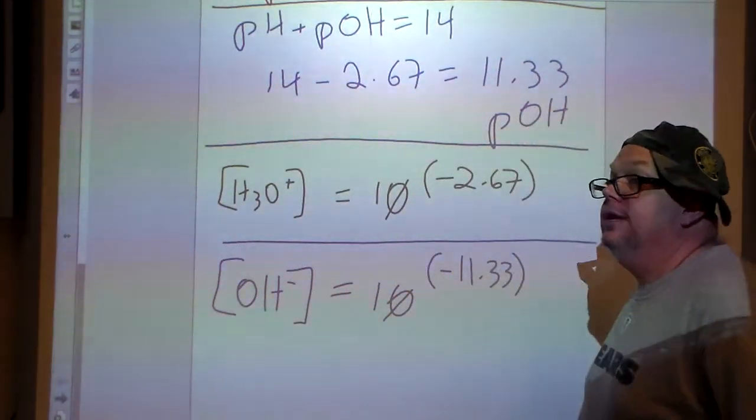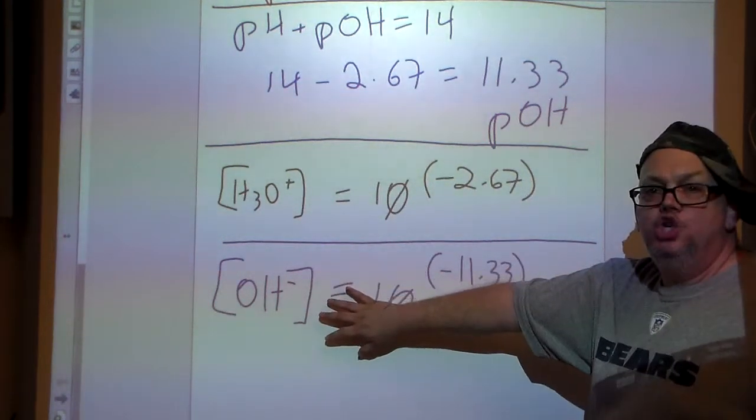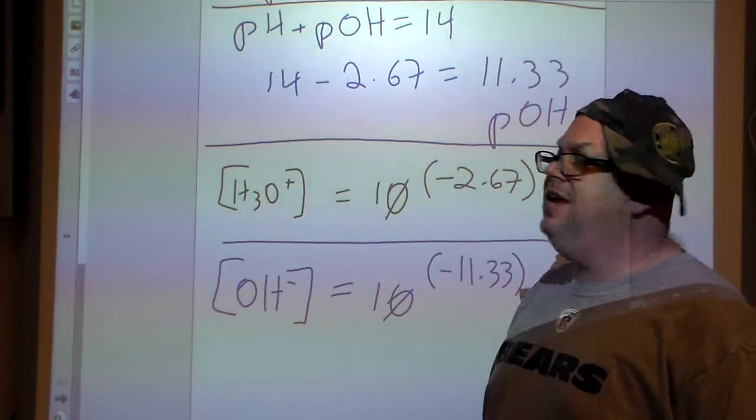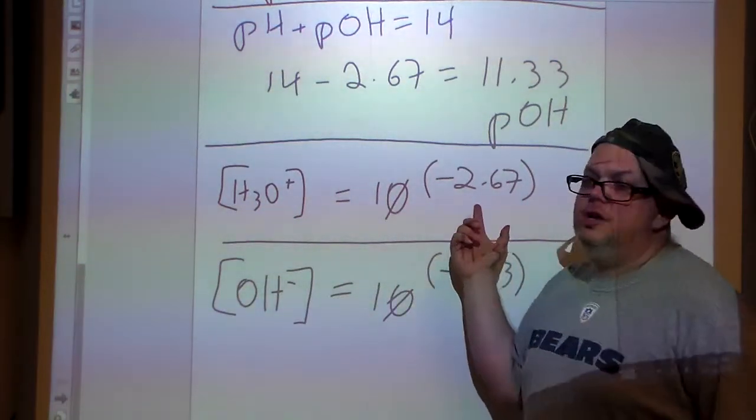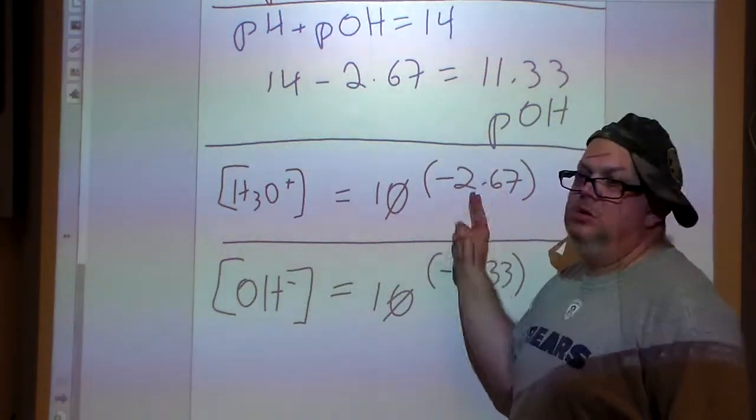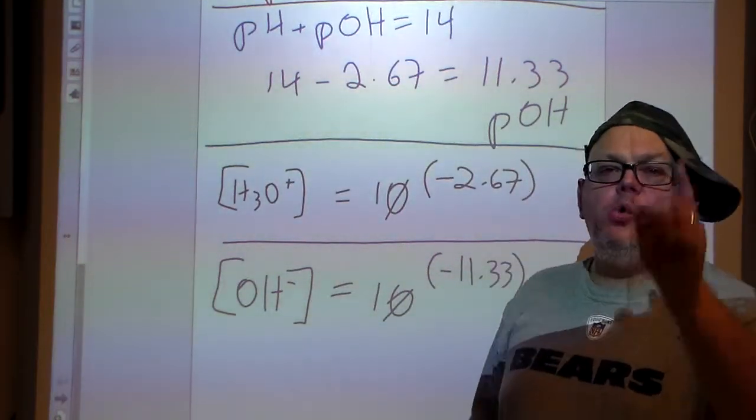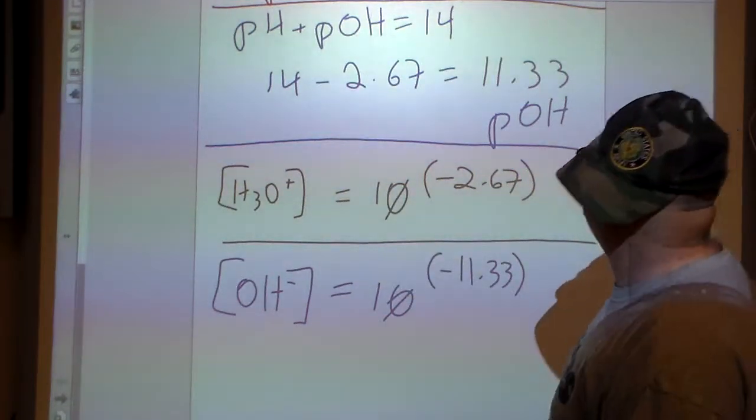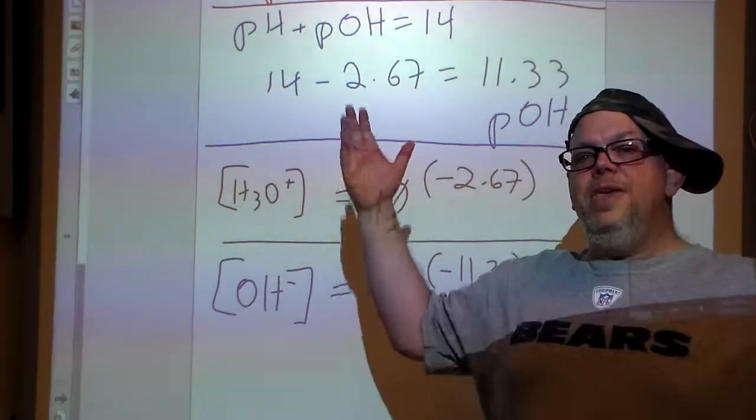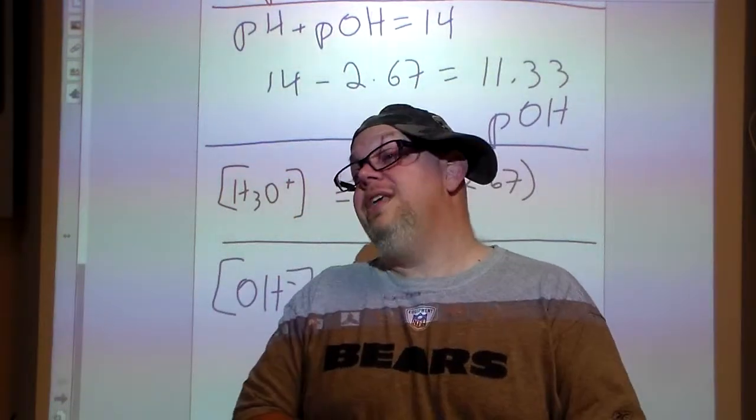Now, here's one way you can see if things are working out. This OH concentration should be a very, very small number. Why? Because the concentration of the H3O+ should be a lot higher. Well, wouldn't they be equal to each other? No, and you know why? Because the pH is 2.67. If it was a pH of 7, then the pOH would also be 7, and you would have the same amount of H3O+ and OH minus.